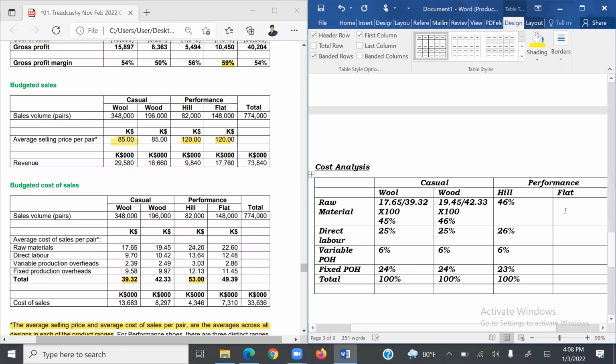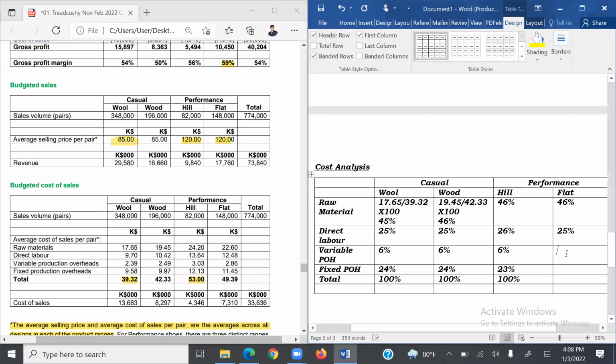So let's see what's happening there, students. For the flat products, again, it is 46%, if I'm not mistaken. So I'll write it down here, 46%. Then the direct labor contribution, can you please tell me how much should it be, students? That is 25%, I can specifically say. I'll write down here 25%.